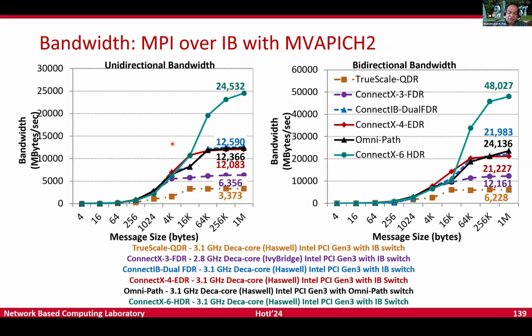This is the unidirectional bandwidth and bidirectional bandwidth across message size. This is the million bytes per second. There is a little bit of conversion. These are all taken with the OSU micro benchmark. That is also a part of the MVAPICH project. That is open source. Many of you must be familiar.